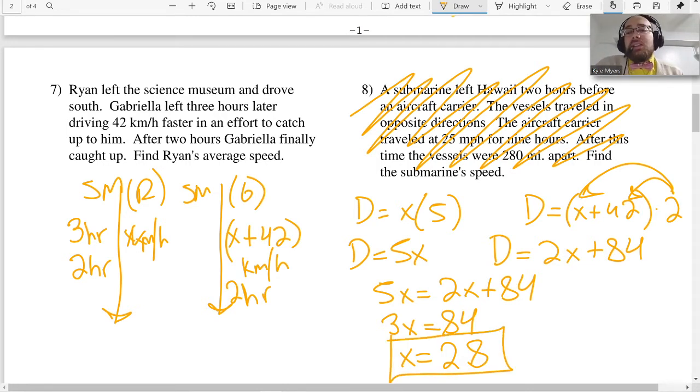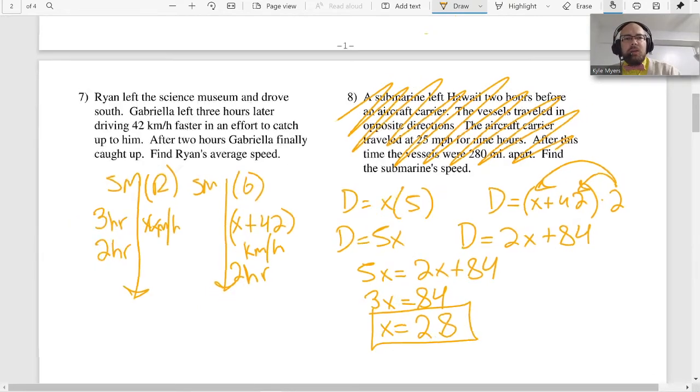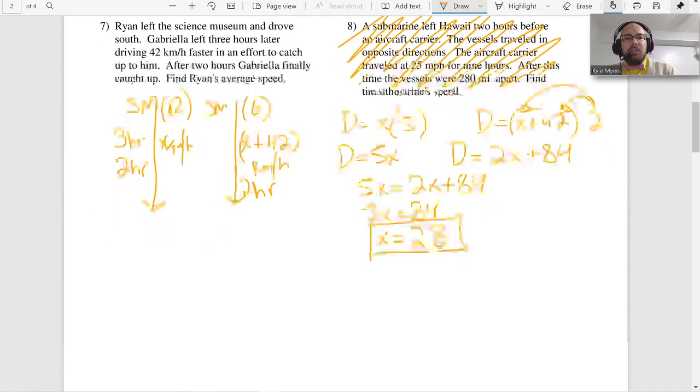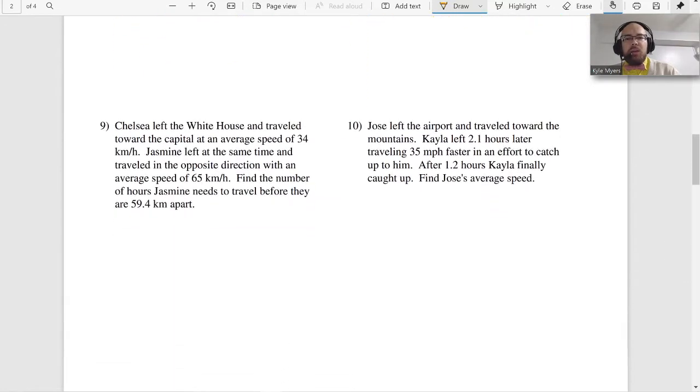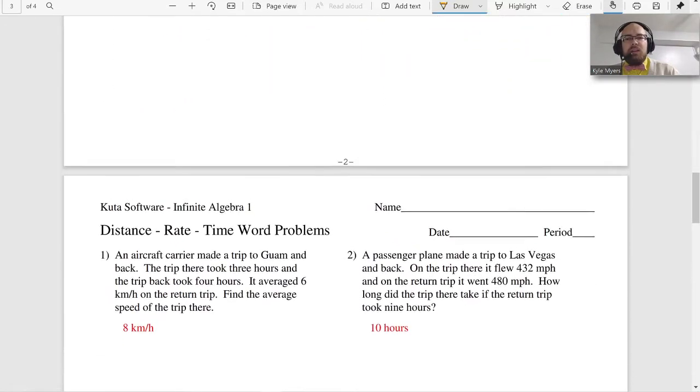Right? And again, units are important, but I label my variables with the units after the variable, so that's why I don't usually put the units in the answer, because I already said it was x kilometers per hour. All right. Cool beans. Let's scroll down. We've only got, I think, one more here. Yeah, there's number 9, and here's the answers.